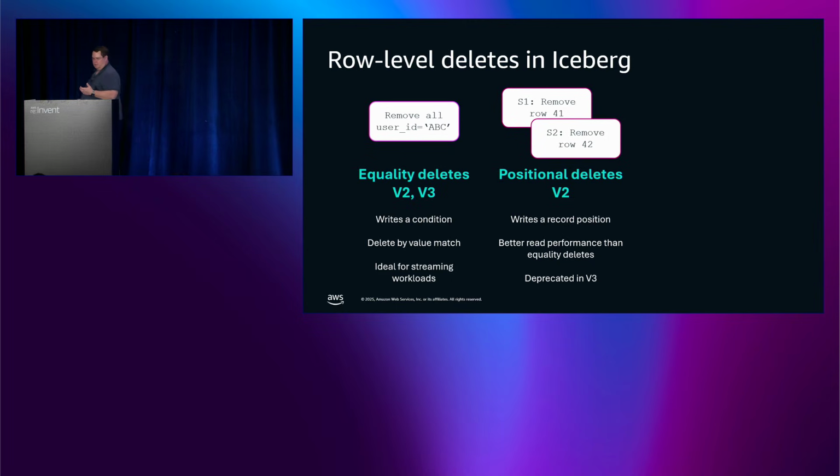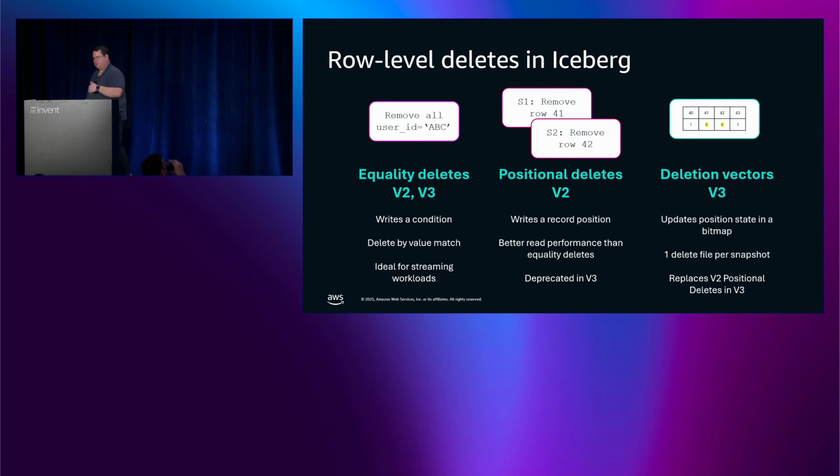And then the other piece that was introduced in V2 was positional deletes. Again, you're writing a delete position to a delete file, and then you're using that delete file on read, brought into a bitmap to then filter out the result set. So equality deletes were there in V2 and are still there in the V3 spec, okay? Positional deletes were there in V2, but those are not in V3. They've been deprecated and replaced with the deletion vector feature now in the V3 spec.